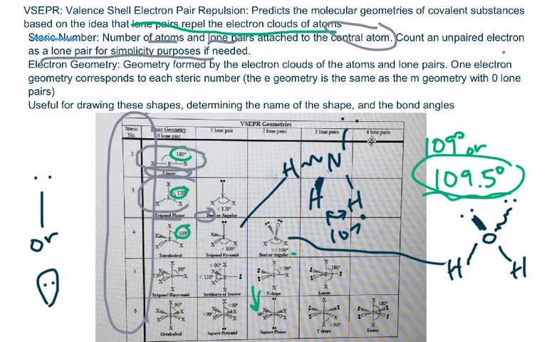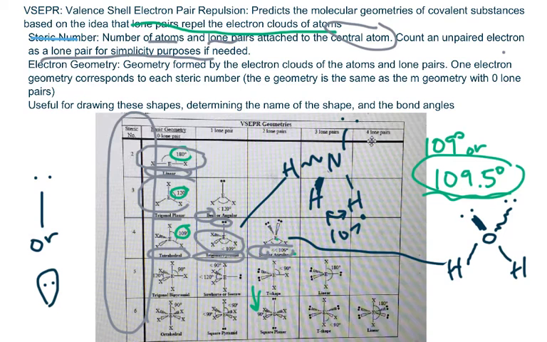Now, for steric number 4, you have tetrahedral, which is where 4 atoms are attached to a central atom. You have trigonal pyramid, which is where there are 3 atoms attached and a lone pair attached. Now, last but not least, we have a bent, which is where we have 2 atoms once again and 2 lone pairs this time. And notice how the bond angle will be much less than 109. So when you see a double less than sign, then you know that it's going to be much less.